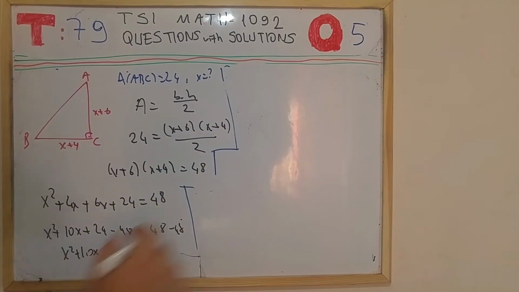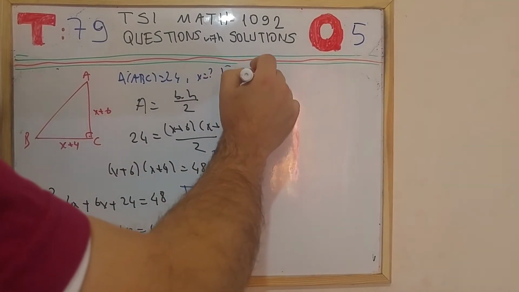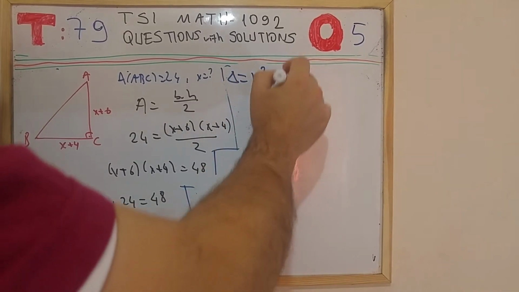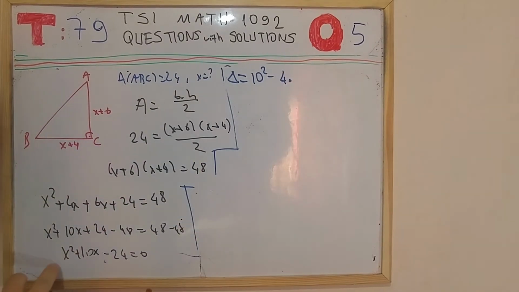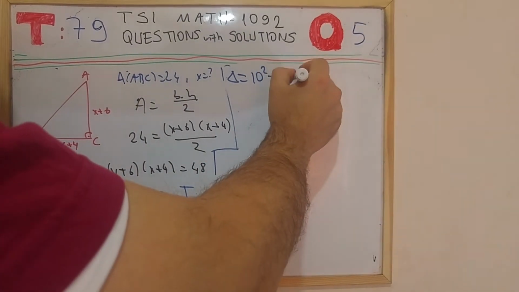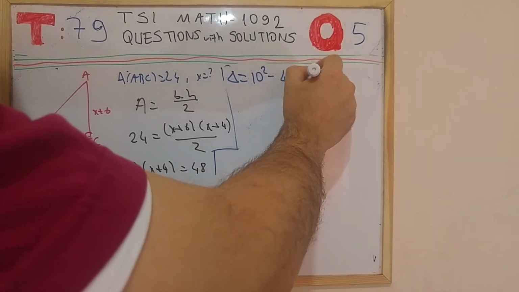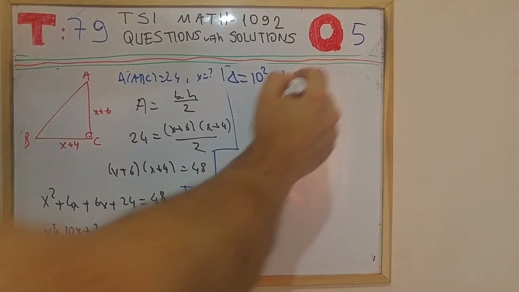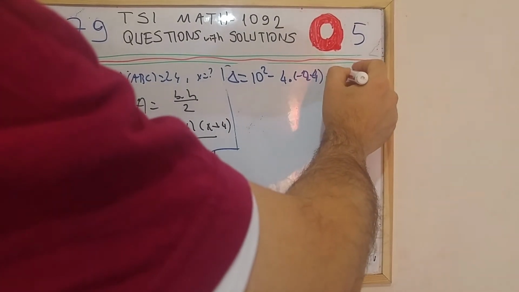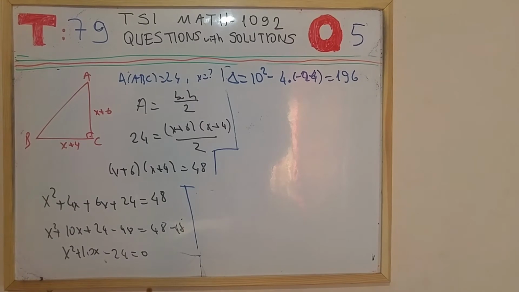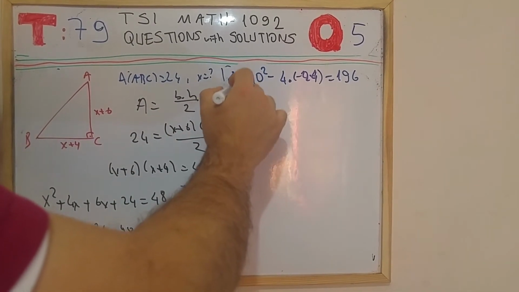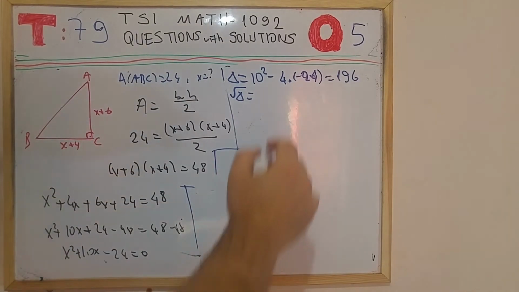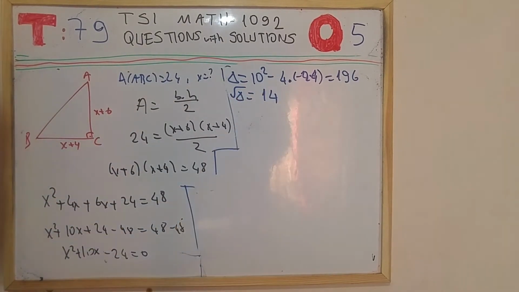Delta is equal to b squared minus 4ac, where b is 10, a is 1, and c is minus 24. So this is equal to 196. This is going to be positive. Therefore, square root of delta is equal to square root of 196, that is equal to 14.